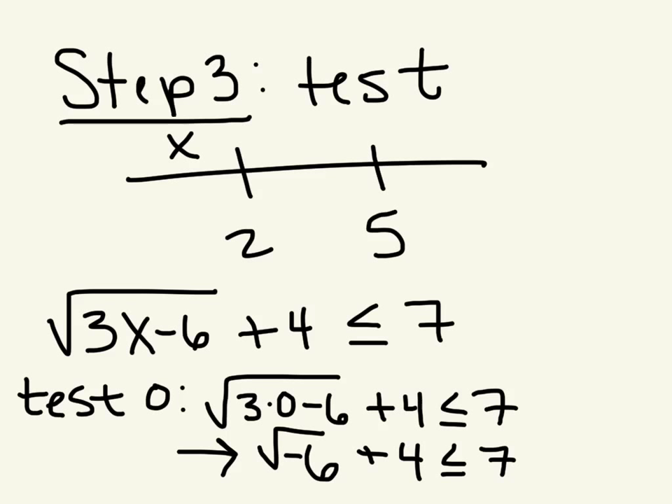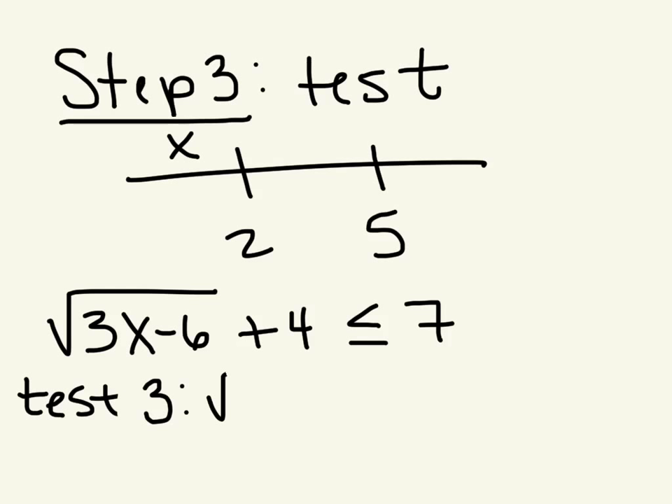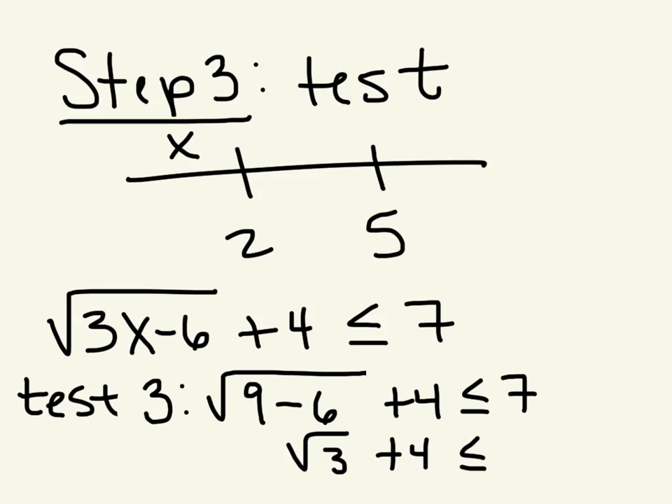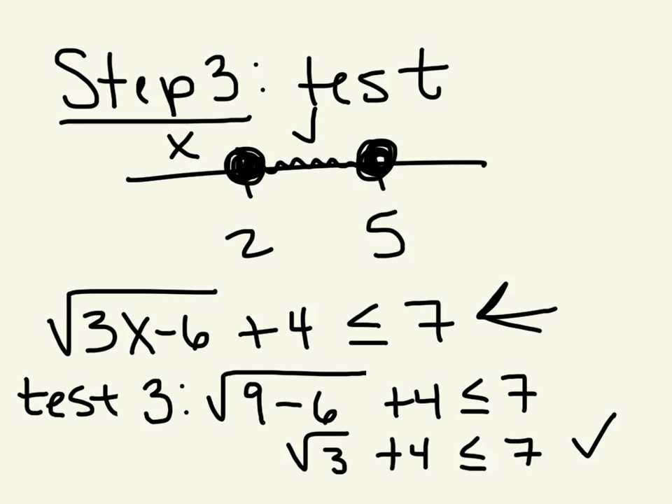Let's pick, say, 3. So I end up with the square root of 3 times 3, which is 9 minus 6, plus 4, which is less than or equal to 7. Again, to the left I end up with the square root of 3 plus 4. Since the square root of 3 is some sort of a decimal value between 1 and 2, since the square root of 4 is 2 and the square root of 1 is 1, I know that 1 point something plus 4 is certainly less than 7. So this region of my number line is satisfied for my original inequality. So I'm going to include 2 all the way up to 5. So these numbers do in fact work.